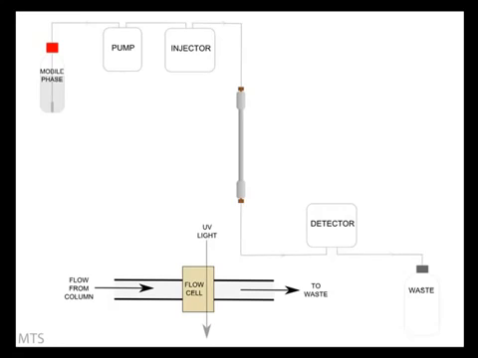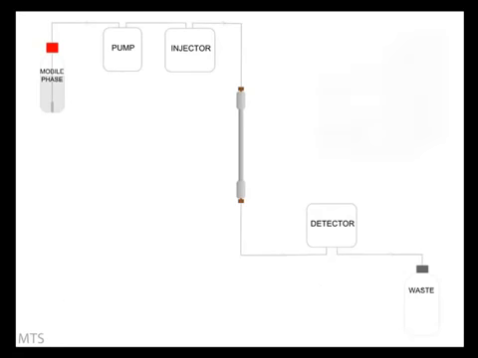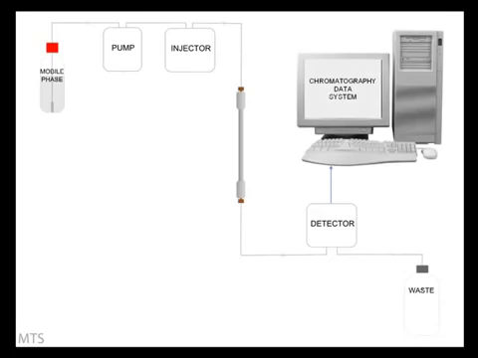Other detectors which you may have encountered include evaporative light scattering, charged aerosol, fluorescence, and conductivity detection. Some kind of processor is required to convert the responses from the detector into usable data. Purpose-designed software applications called chromatography data systems are available. Common examples are mPower, Clarity, Chromeleon, and EasyChrom.